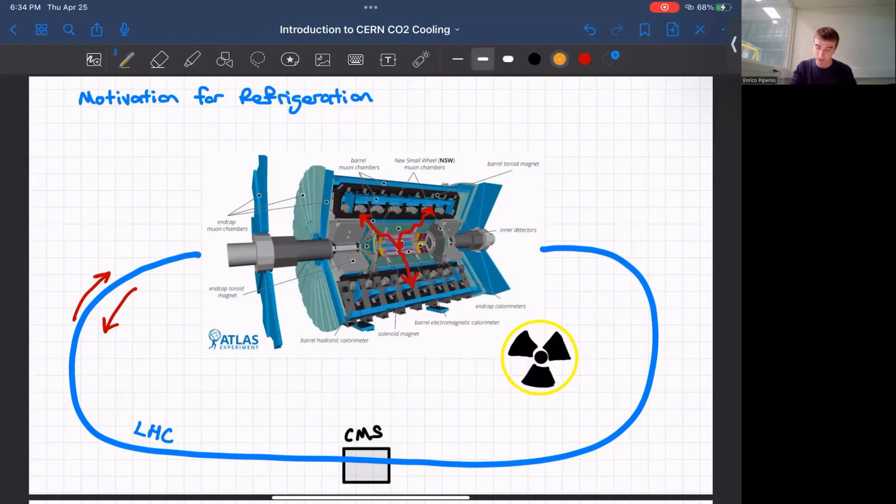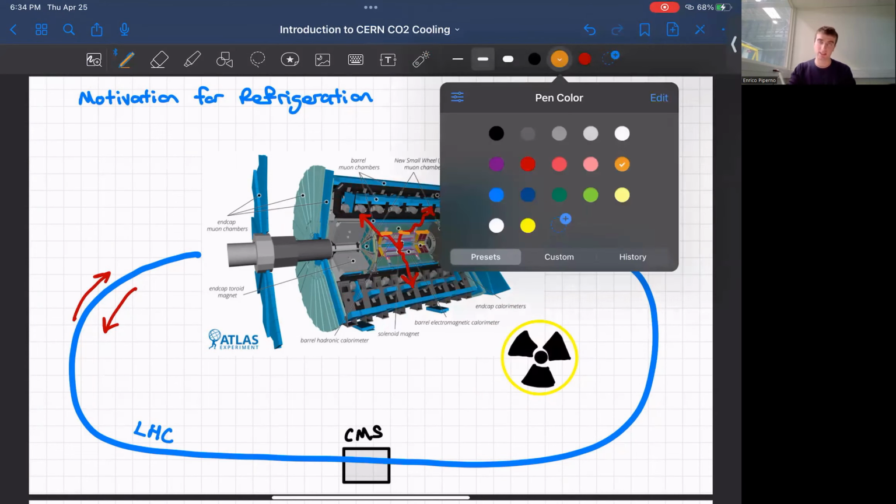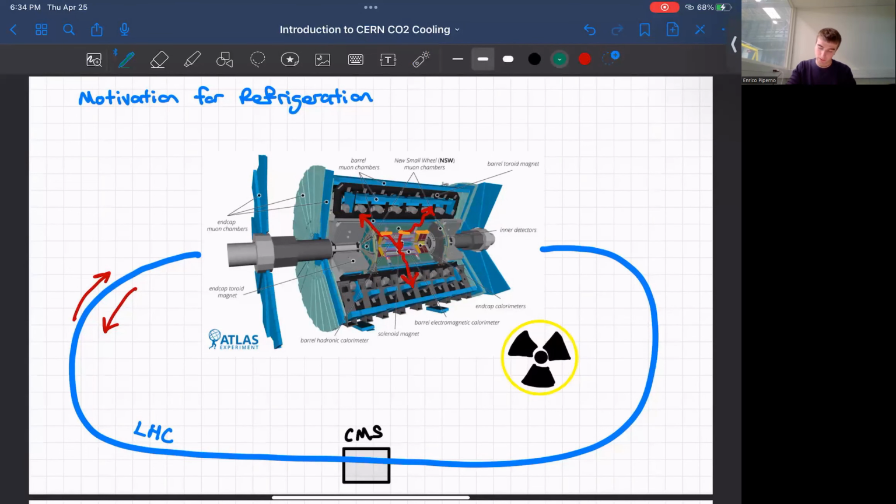And because of the high radiation inside the detector, the silicon degrades over time and is damaged. However, we can shield the silicon from radiation by a process known as the Lazarus effect. When we cool silicon to temperatures around -40 degrees Celsius, we can shield the silicon from high radiation doses.